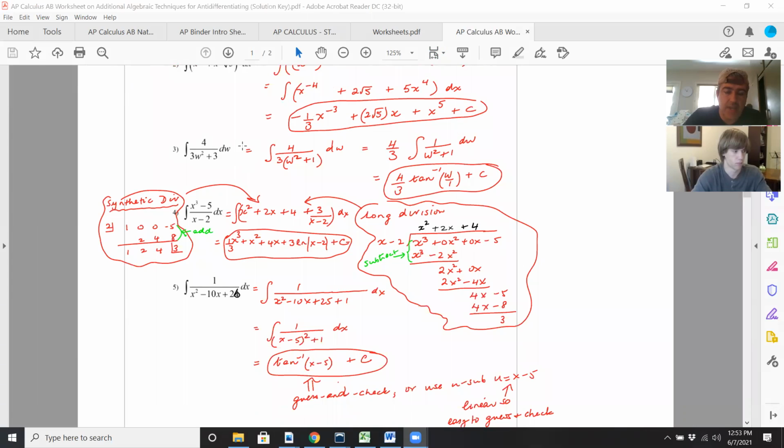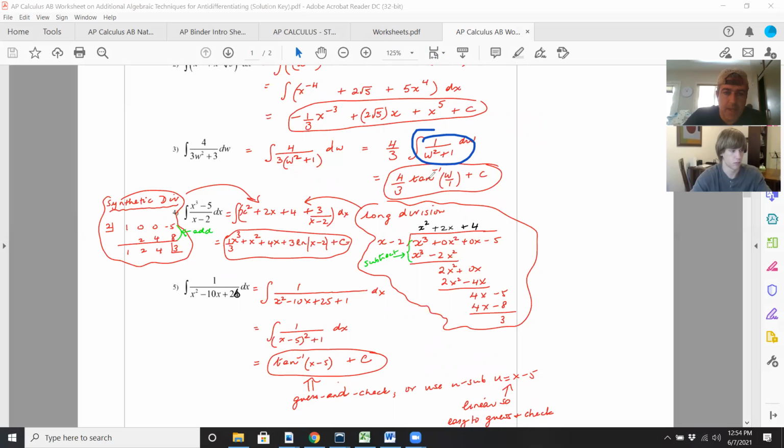3 is a little strange. You can factor out 3 from the bottom and then pull the 4/3 out as a constant. And you should hopefully recognize that this is just the inverse tan. So that's what's going on there.